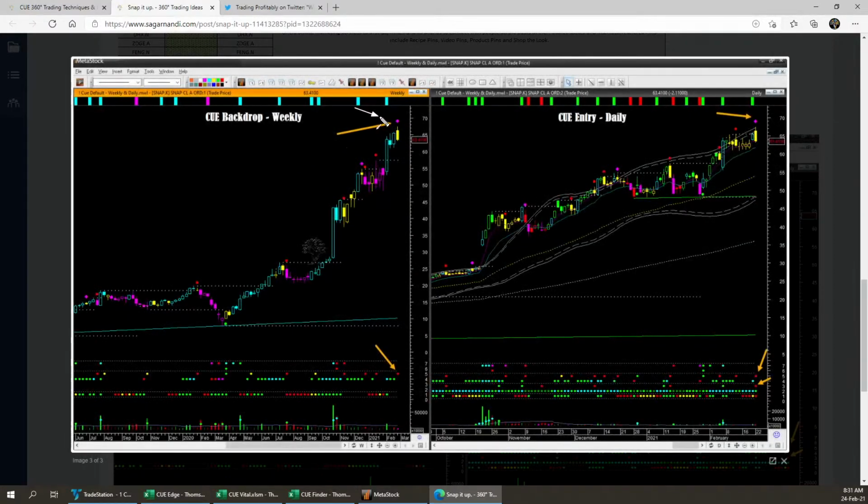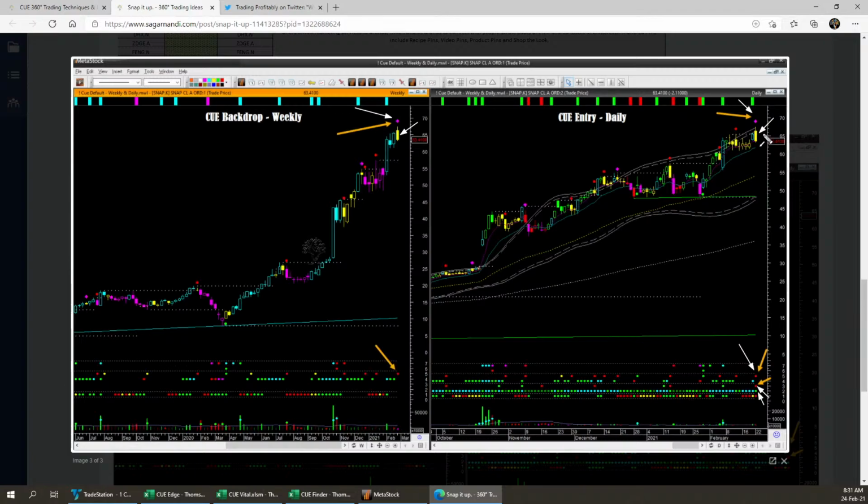For Snap, it displayed a bearish headwind in the weekly. The backdrop color was yellow. Daily also displayed a bearish headwind. Daily color was yellow. Shape was bearish. In addition, it had a bear release signal and a reversal candle at pendulum high.